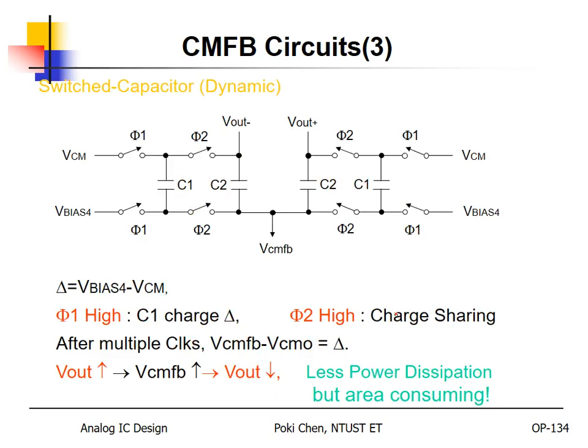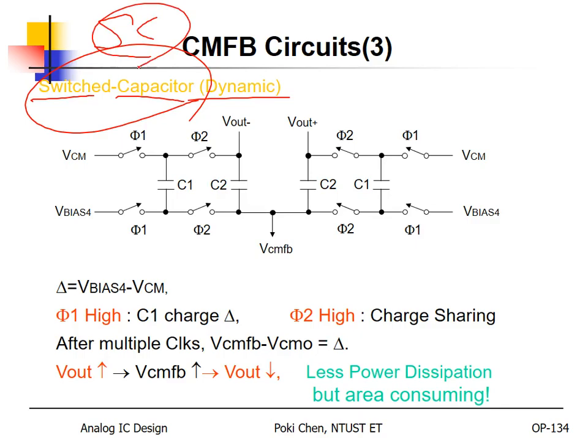Let's go for the other power saving CMFB circuit. Usually it needs to be dynamic, instead of static, just like this. Dynamic usually needs the help of, again, SC, switched capacitor. This is a very important idea, switched capacitor. Even for ADC design, sometimes we need SC for help.